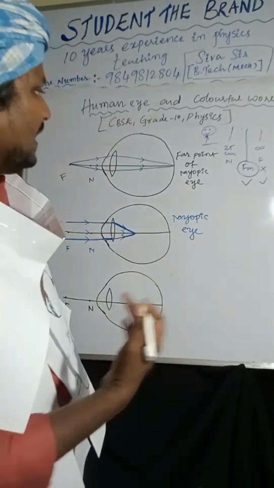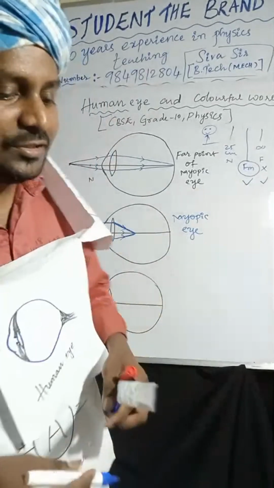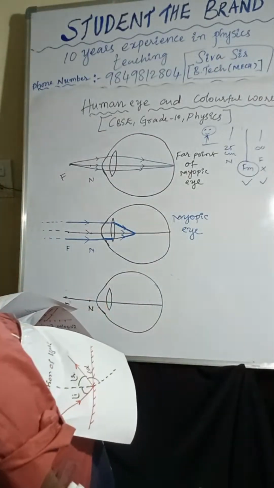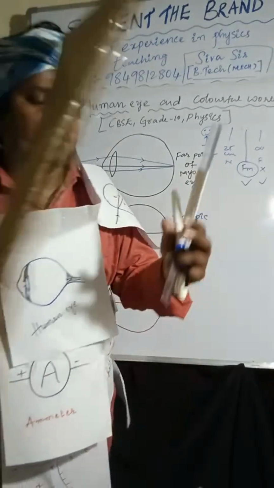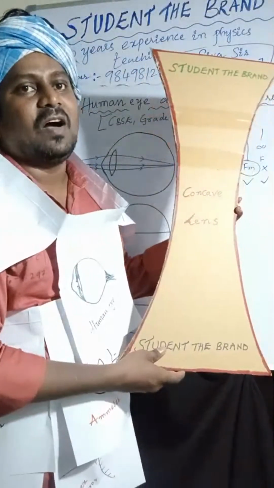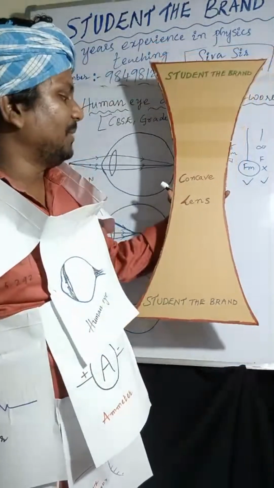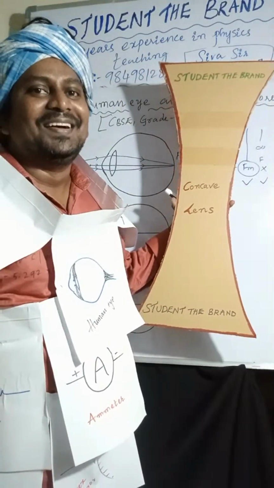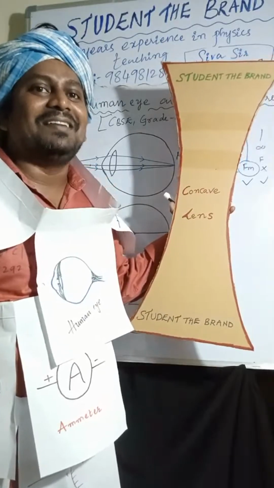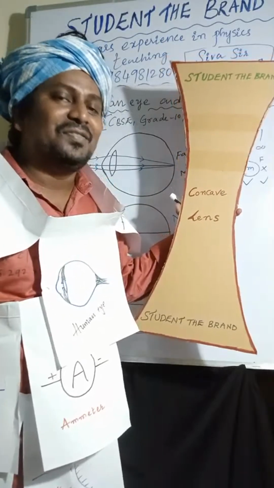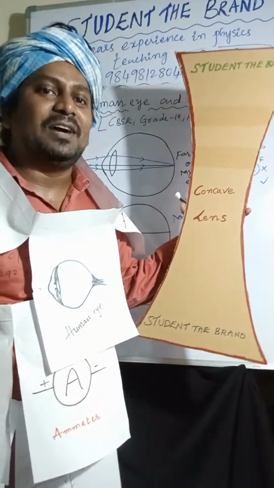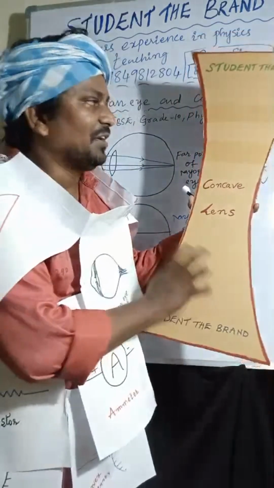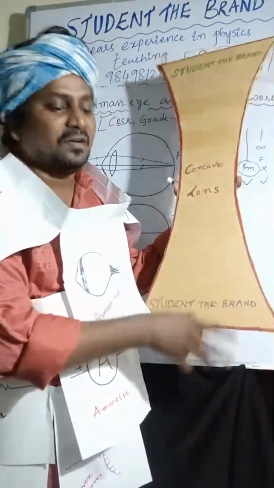Okay, so what lens will we use? I'll show you the lens. We can use a concave lens, yes or no? We can use a concave lens to correct the defect of myopia. This is a concave lens. Okay. So we can use a concave lens to correct the defect of hypermetropia, sorry, myopia. We will correct the defect of myopia by using a concave lens.